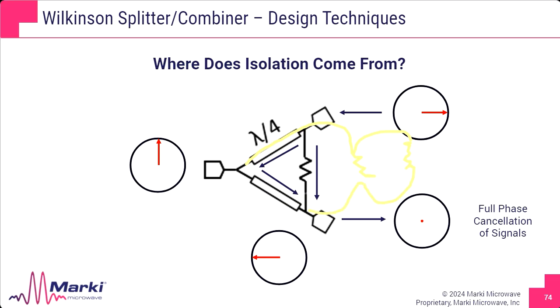And what this allows you to do is you now can achieve isolation across a broad frequency range by engineering these transmission lines and choosing these resistors using the tools that we just developed. This segmented approach is the approach we take at Marki for our very broadband Wilkinsons. So let's see what one of these looks like in real life.